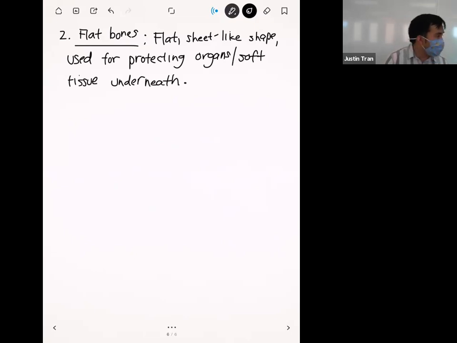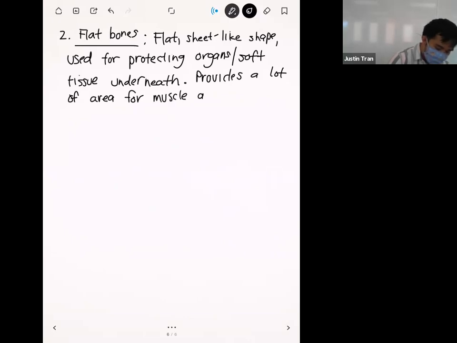Another nice thing about flat bones is that they provide a very nice large area for muscles to attach. And so whenever you have a joint in your body that allows for very complex motion, like your shoulder joint or your hip joint, you'll often see a flat bone there, because in order to do any kind of complex motion, you need to be able to attach to a lot of different muscles. And the large surface area of these bones allows for that.